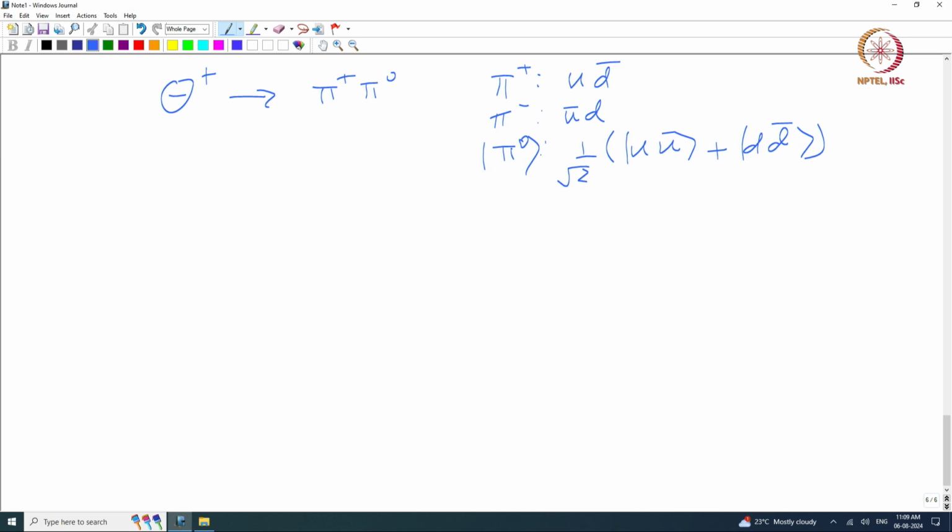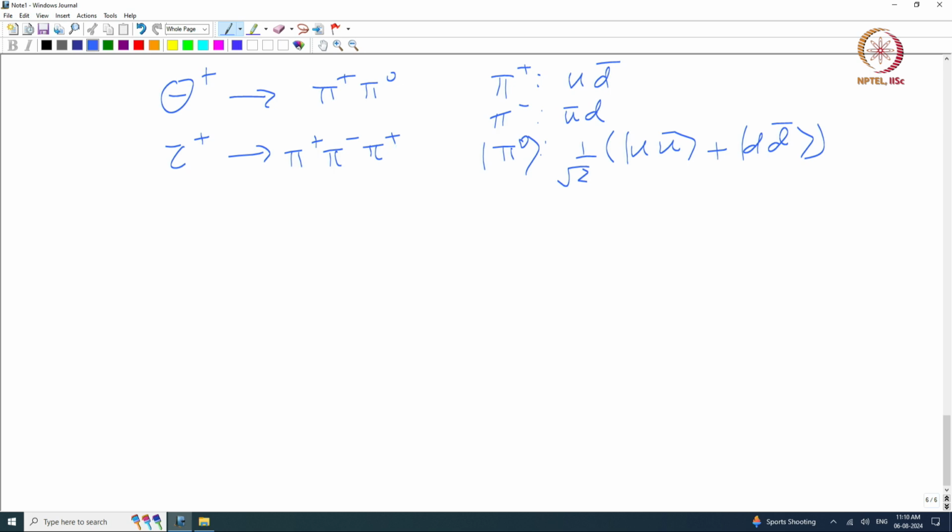So the theta was seen to go to pi plus pi 0, and the tau meson was seen to go exclusively to 3 pions. So if they have two exclusive fingerprints like these, then they are different particles.